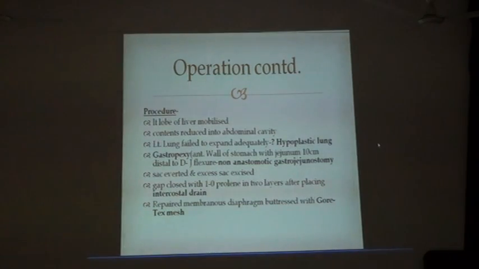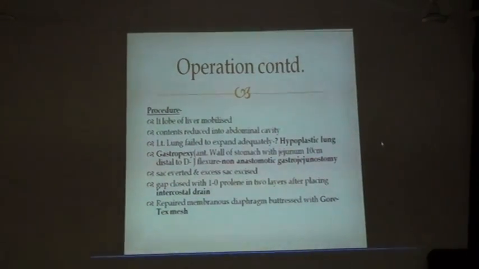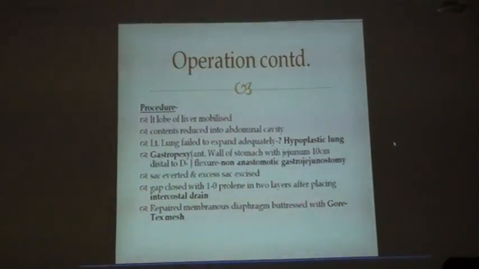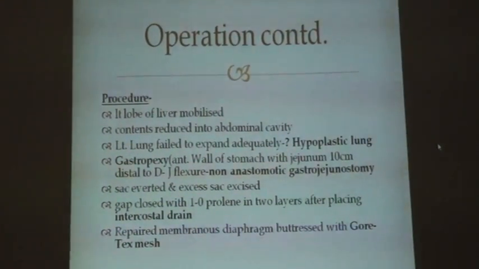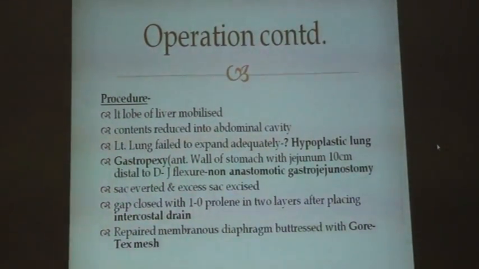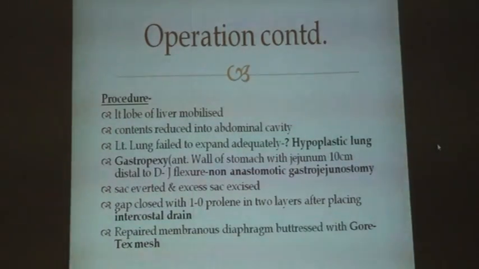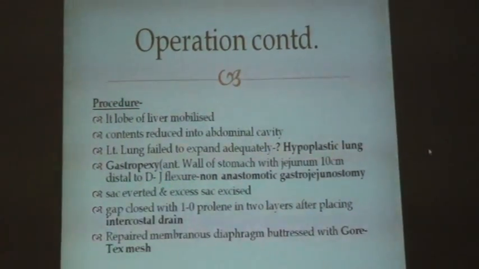Gastropexy was done in order to fix the stomach. The anterior of the stomach was fixed with the jejunum 10 centimeters distal to the DJ flexure. It was a non-anastomotic gastrojejunostomy. To prevent further organoaxial rotation of the stomach, the sac was again everted and the excess sac was excised. The gap was closed with 1-0 Prolene in 2 layers after placing an intercostal drain.